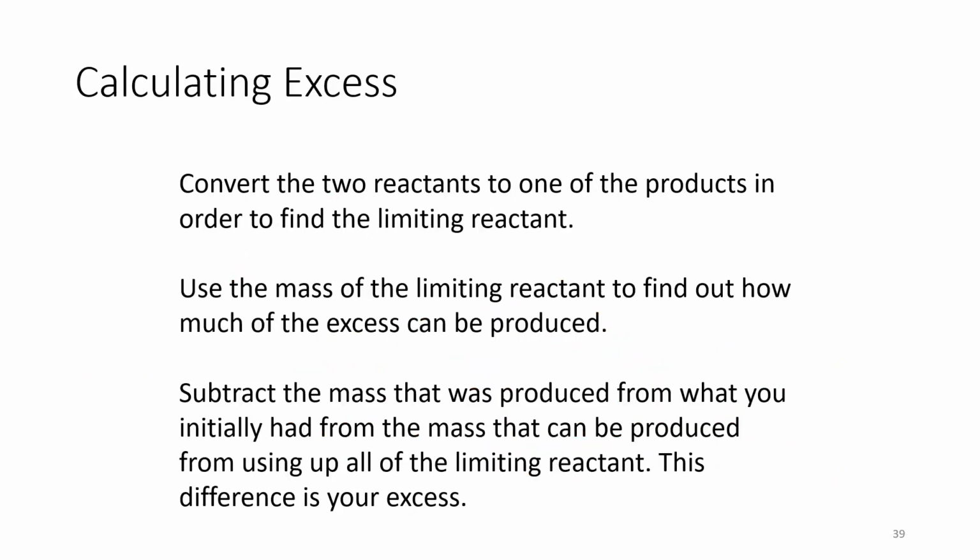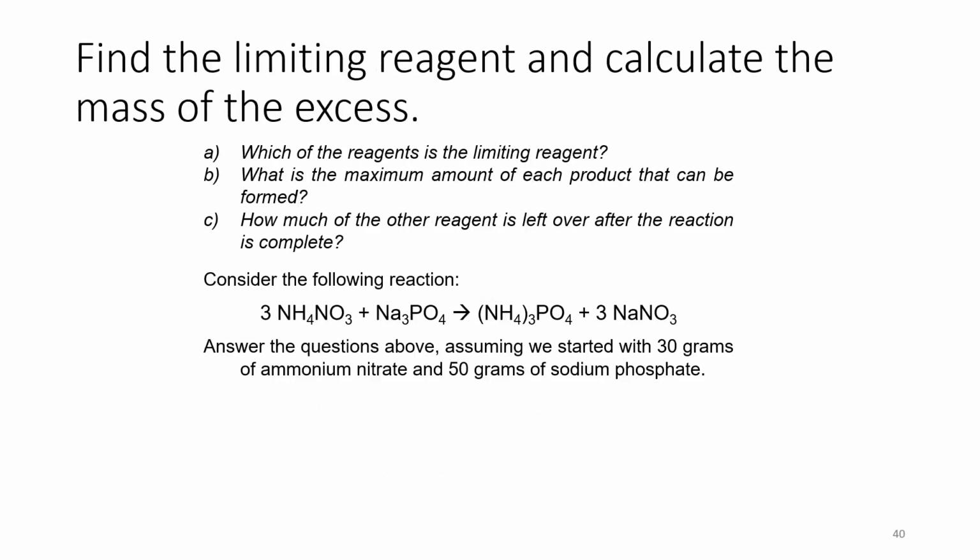So how to calculate excess? Convert the two reactants to one of the products in order to find the limiting reactant. Use the mass of the limiting reactant to find out how much of excess can be produced. Subtract the mass that was produced from what you initially had from the mass that can be produced, using up all the limiting reactant. The difference is your excess. So, find the limiting reactant and calculate the mass of the excess.